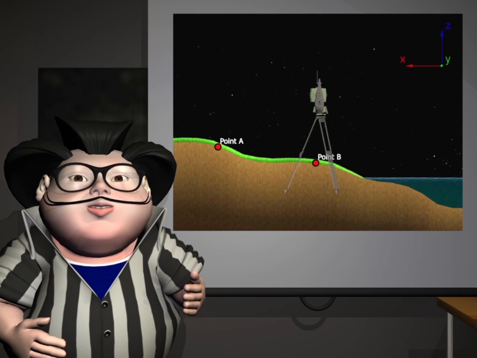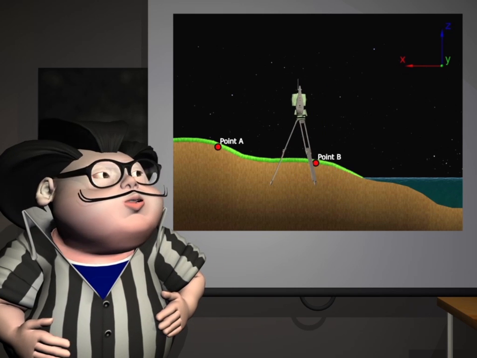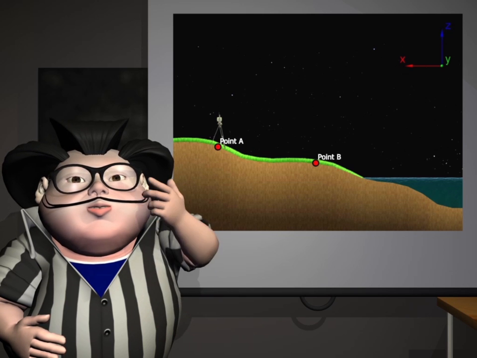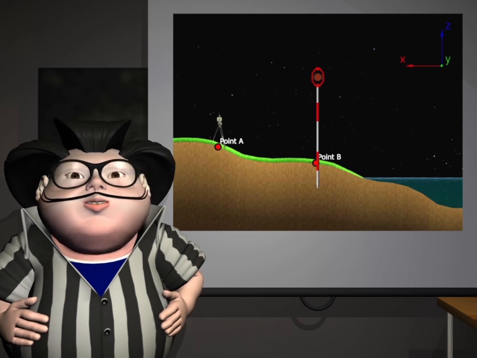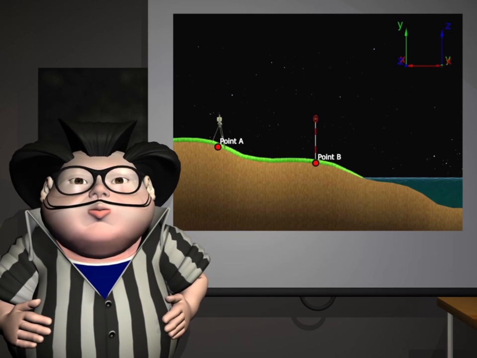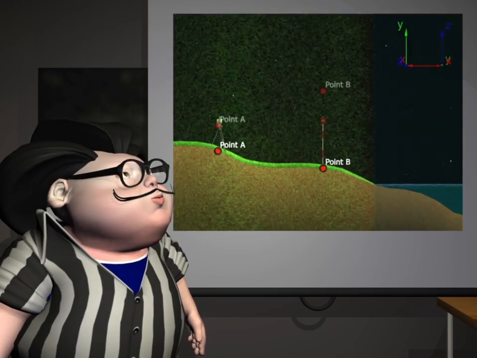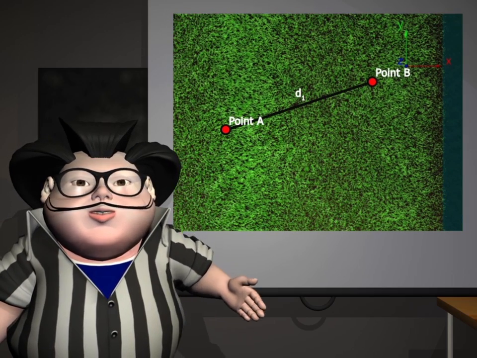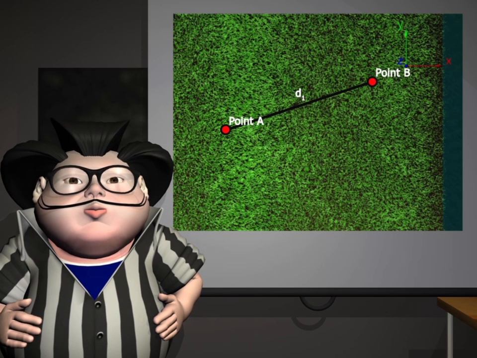The first tool we will need for this section is the total station, which will be placed at point A. The second tool is a prism, which will be placed at point B. Switching to the top view, the distance between point A and point B is D1.